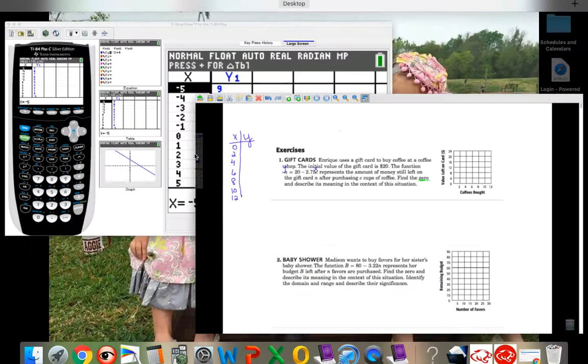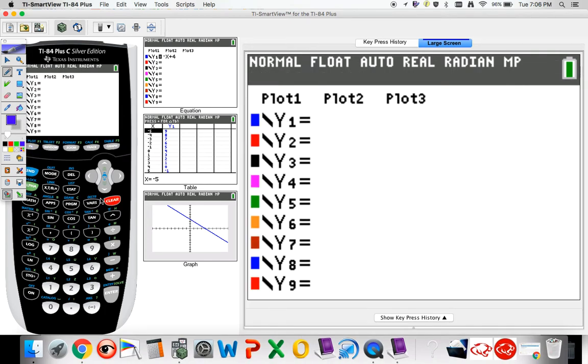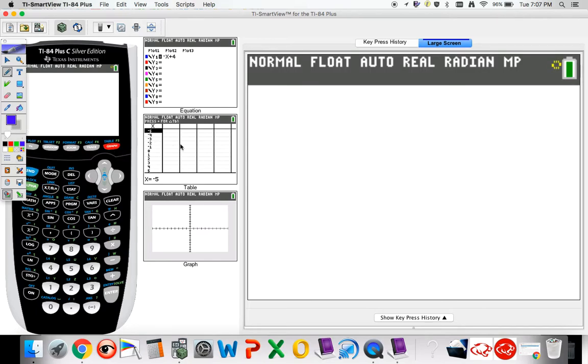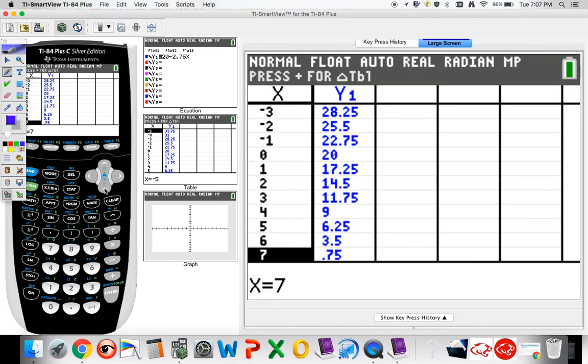So I'm going to go ahead and get my calculator. Go back to y equals, clear all that stuff out, and type that equation in. So we have 20 minus 2.75, and don't forget your x. First thing we're going to do is look at our table, so hit second graph. And remember, we're going from 0, so I'm going to move this down some. We're going from 0 all the way to 12.